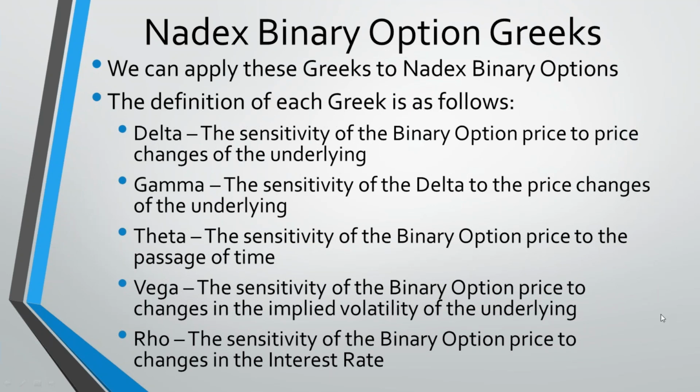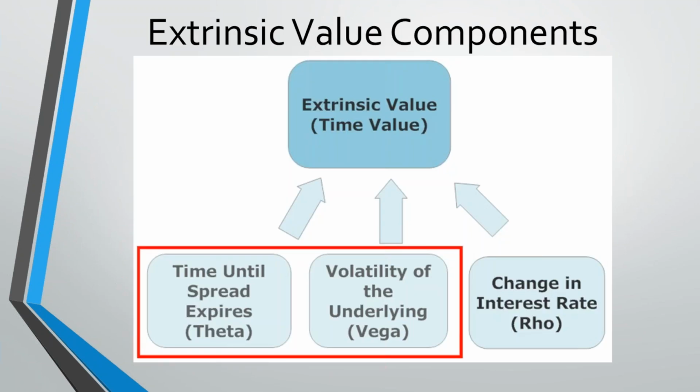Theta is the sensitivity of the binary option price to the passage of time. So where gamma applies to the value change in delta, theta applies to the binary option price, with the passage of time being its component. Vega is the sensitivity of the binary option price to changes in the implied volatility of the underlying, okay? And then rho is the sensitivity of the binary option price to changes in interest rate. We're not going to be covering rho much, okay? So the extrinsic value components are time until the spread expires and volatility of the underlying.